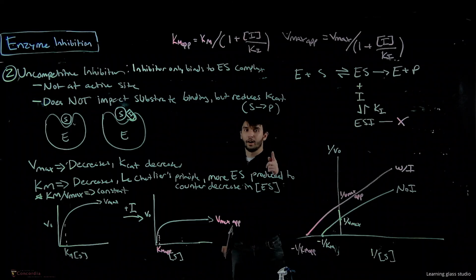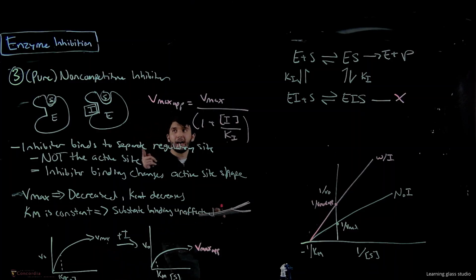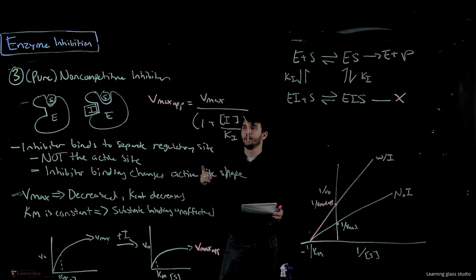So the next one is non-competitive inhibitors. Great. Last up, pure non-competitive inhibitors. There's also mixed non-competitive inhibitors. I'll explain that in a bit. For CHEM271, you just need to understand pure non-competitive inhibitors.